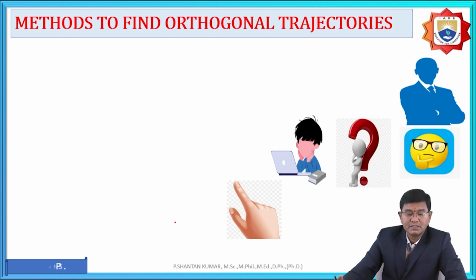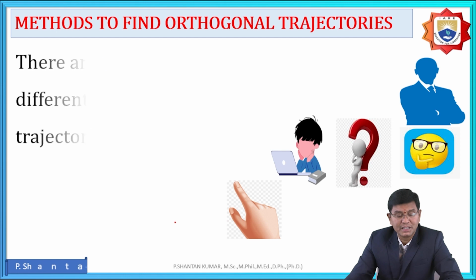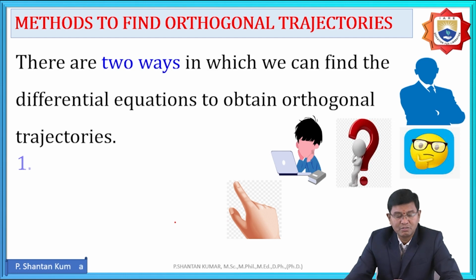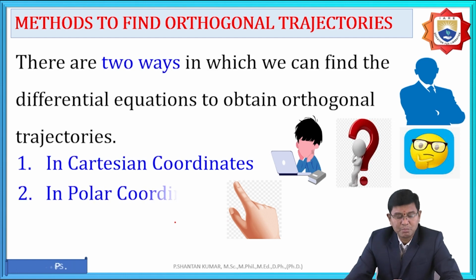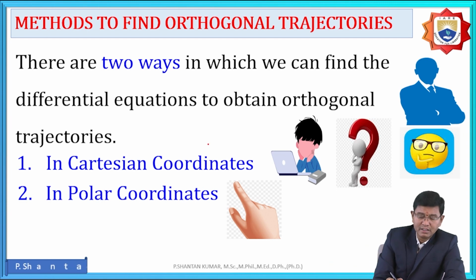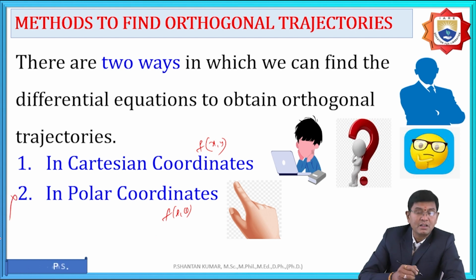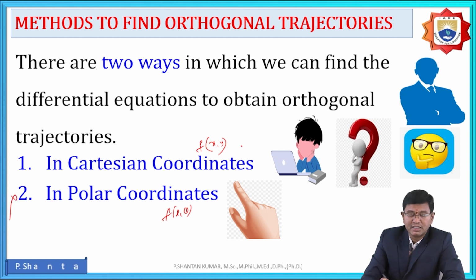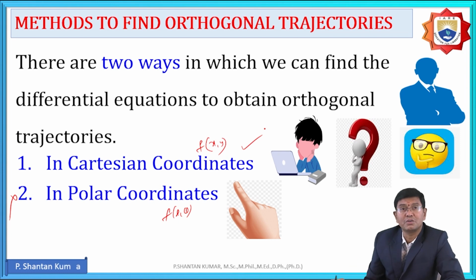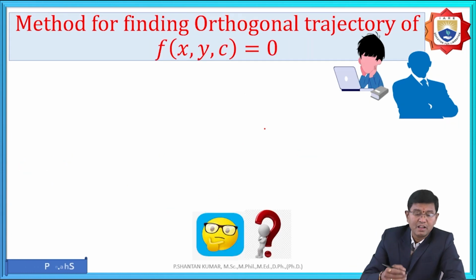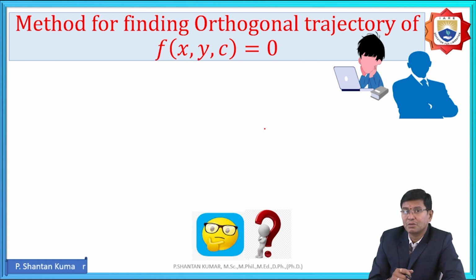How to find the orthogonal trajectory? There are two ways: Cartesian and polar coordinates. Cartesian is nothing but a function of x comma y, and polar is nothing but a function of r comma theta, which is occurring in terms of r comma theta. But in our syllabus there are no polar coordinates; we only discuss the Cartesian coordinates. Here, what is the working rule for the orthogonal trajectory under the Cartesian coordinates?